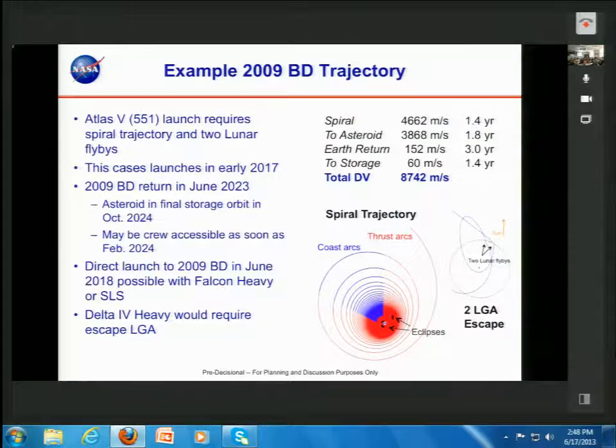And then the black dots there are when we have eclipses. So as we're spiraling, there are times when the Earth will block the sun and our solar arrays won't work. And we have to run on batteries.